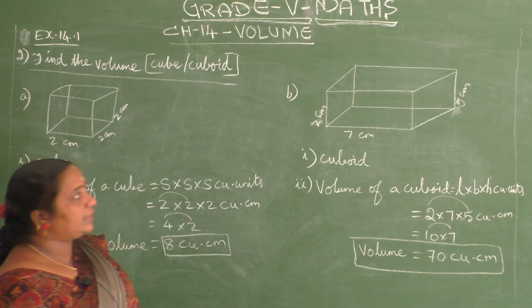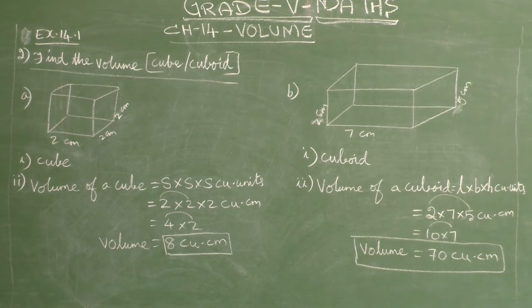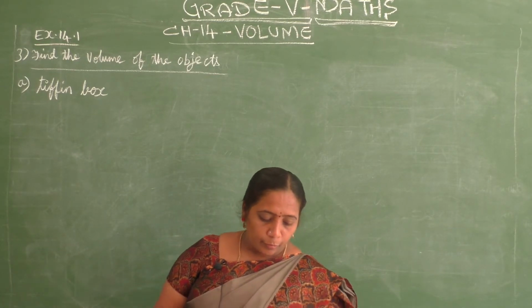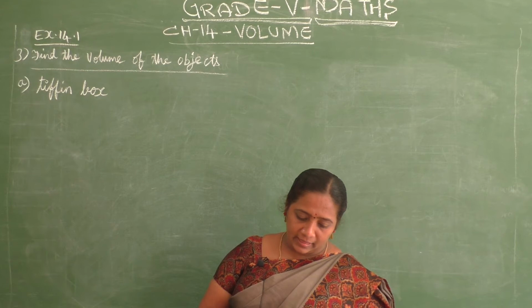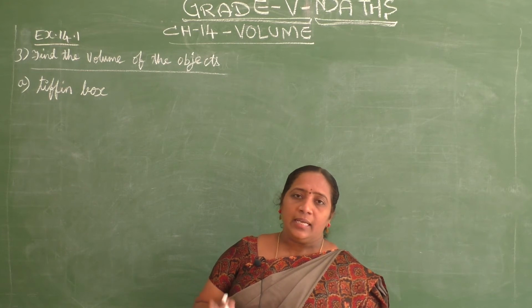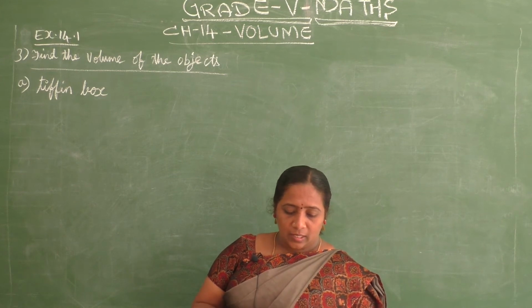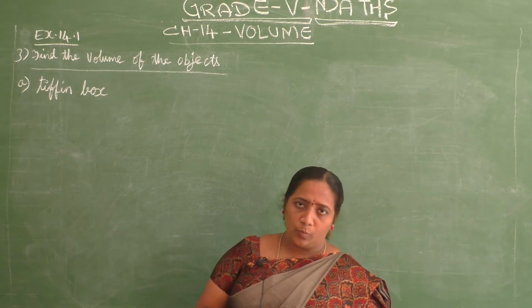Okay, then we go to the third Roman. Next one, third Roman. Find the volume of some objects which you use every day. Measure the length, breadth and height of the objects and then find the volume. In the third Roman, they didn't give the measurements. They gave some objects. For those objects we have to find the length, breadth and height. Afterwards, we find the volume also.